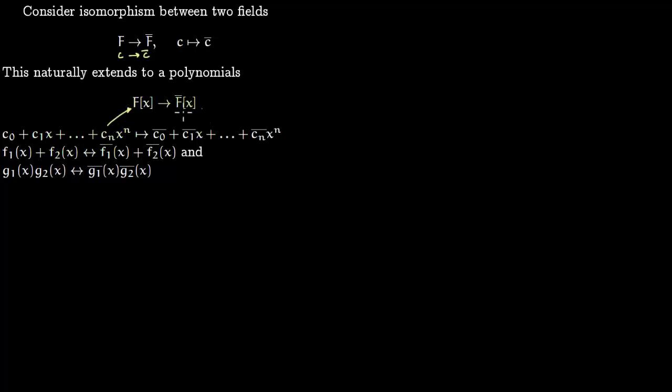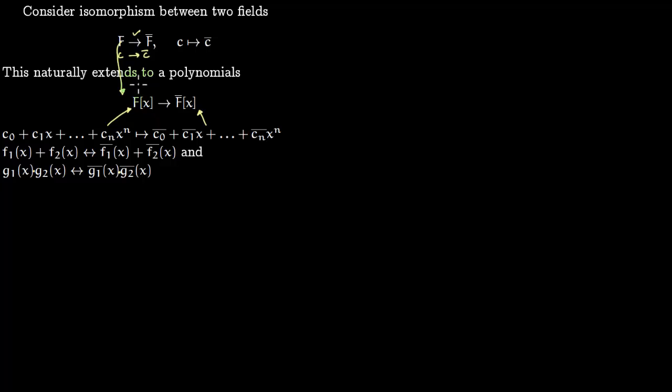This will naturally get mapped to a polynomial in f bar of x. So c0 gets mapped to c0 bar, c1 gets mapped to c1 bar, cn gets mapped to cn bar, and nothing happens to the x's. They remain as such. So this map here is faithfully carried out to this map here. So nothing much is done. Only the coefficients which are in the field are changed. And therefore you can define addition, f1 plus f2 maps to f1 bar plus f2 bar, and the multiplication between g1 and g2 gets mapped to g1 bar times g2 bar.